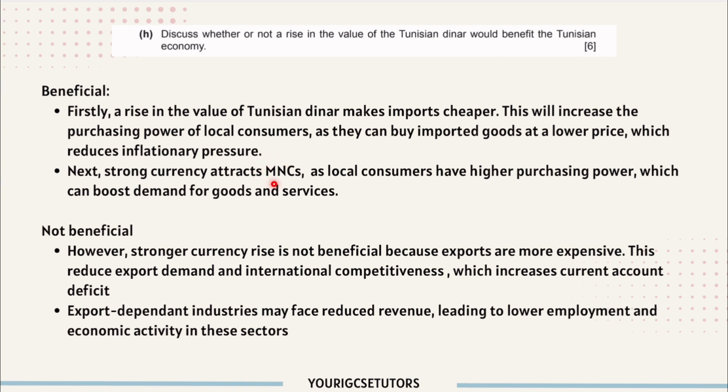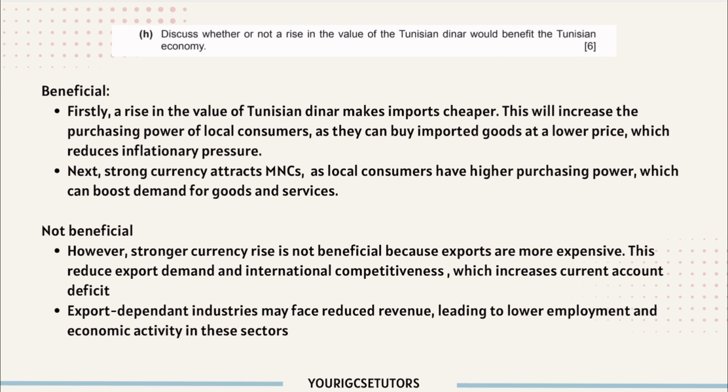MNCs means multinational corporations, as local consumers have higher purchasing power, which can boost demand for goods and services. Okay, so basically MNCs set up in Tunisia, and the local consumers can buy the goods they produce. So obviously they want to set up here.